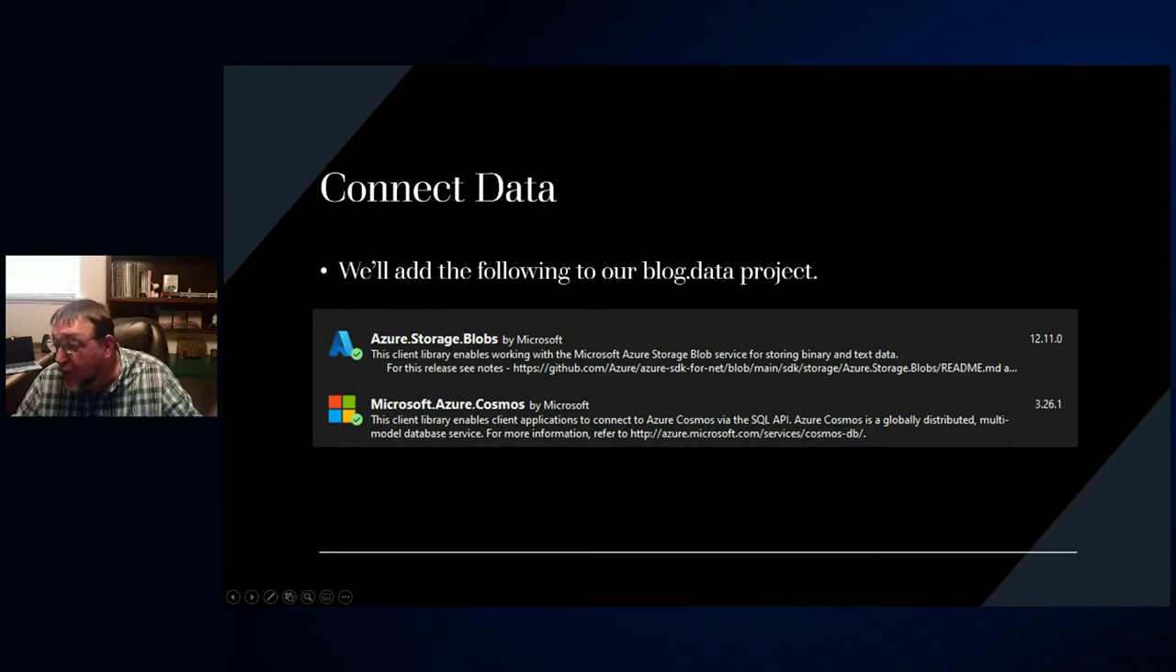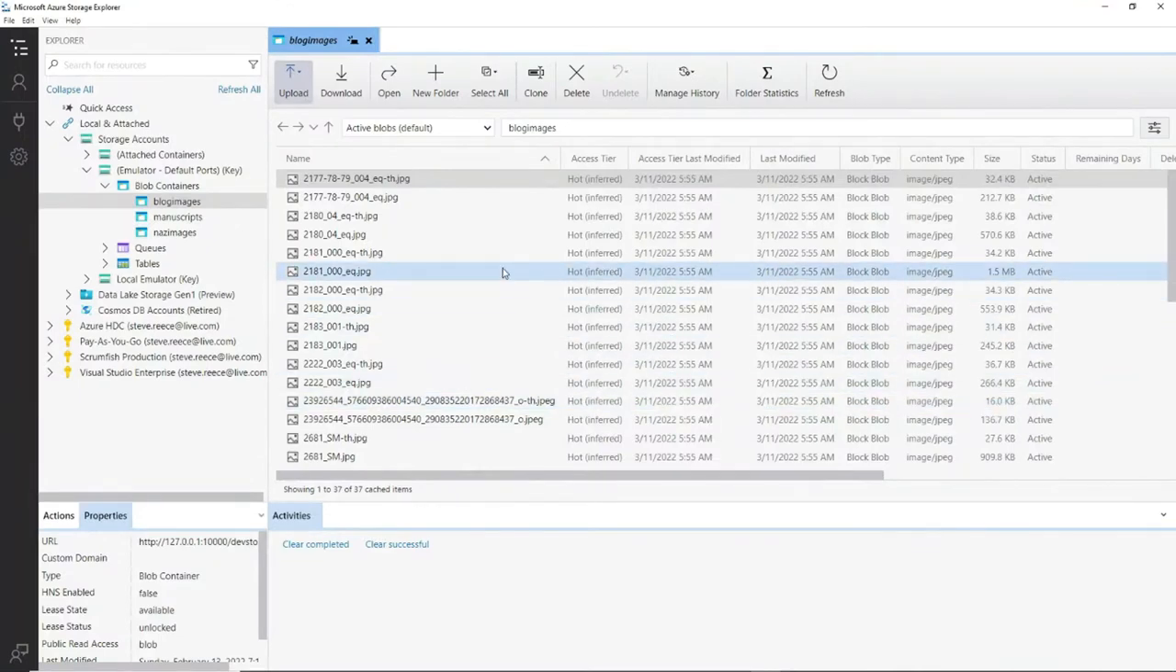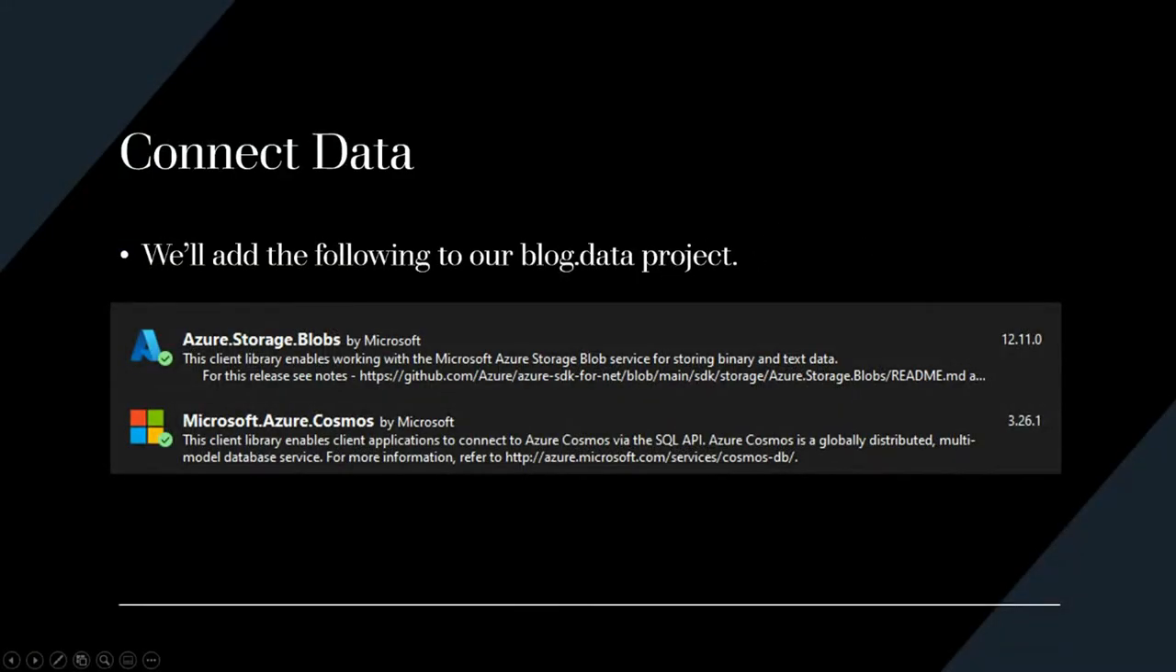And real quick, you can download this from Microsoft, and this will let you actually look at the data in your storage emulator. It'll let you create your containers. This is the Microsoft Azure Storage Emulator Explorer, and again, it is available on Microsoft's website to download. And in here is where I created my blog images folder to hold these items. So let's move on.